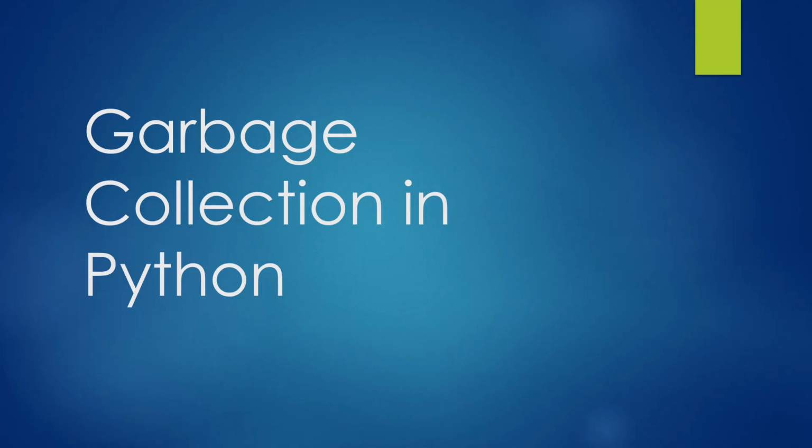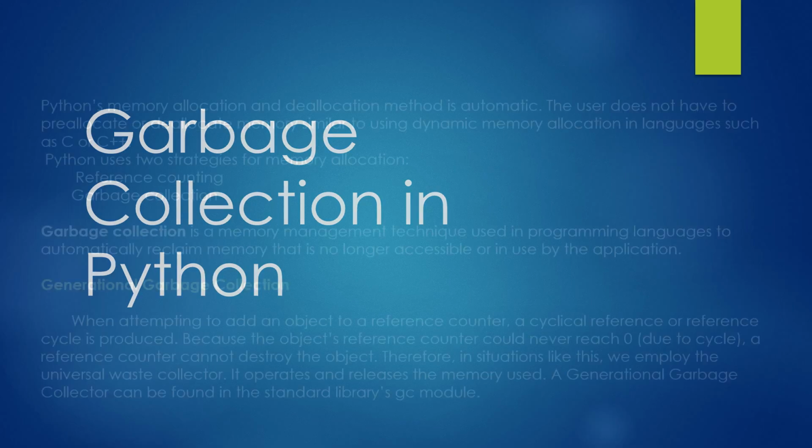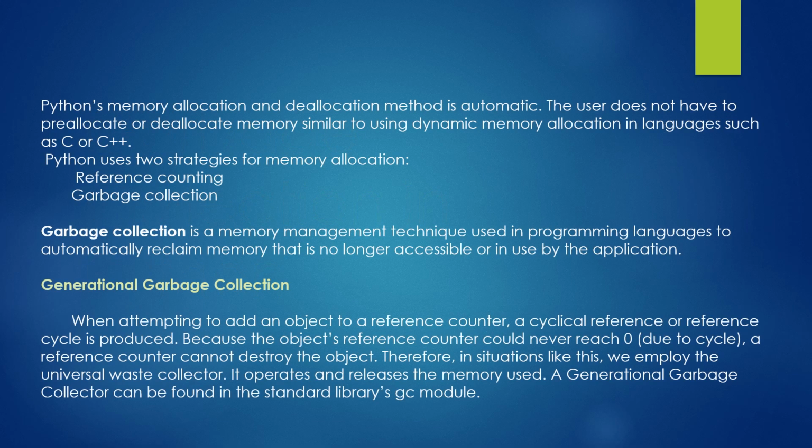I am Divya. Today I am going to tell about garbage collection in Python. Python memory allocation and deallocation is automatic. The user does not have to pre-allocate or deallocate memory, similar to using dynamic memory allocation in languages such as C or C++. Python uses two categories for memory management. The first one is reference counting and the second one is garbage collection.